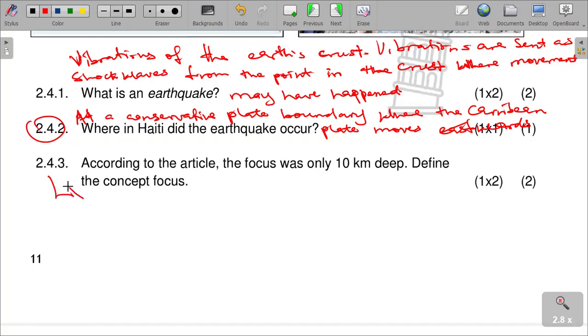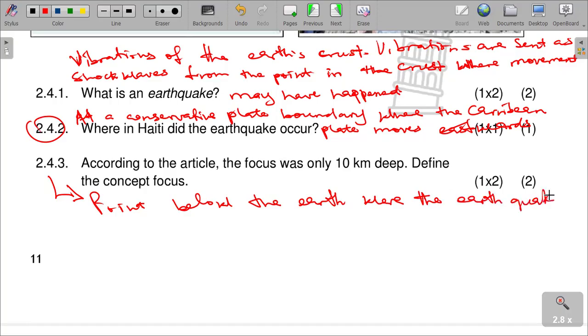Number 2.4.1. It is actually the point below the earth where the earthquake occurs. That is the focus. The point below the earth where the earthquake occurs is what we call the focus.